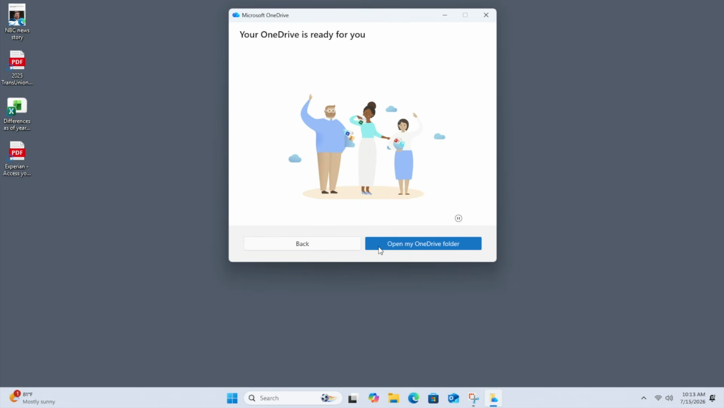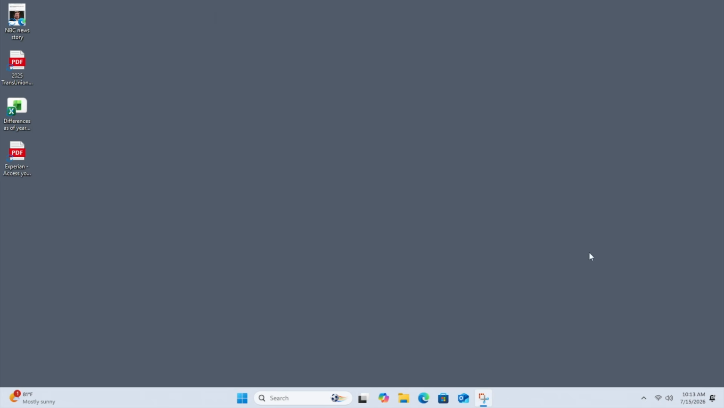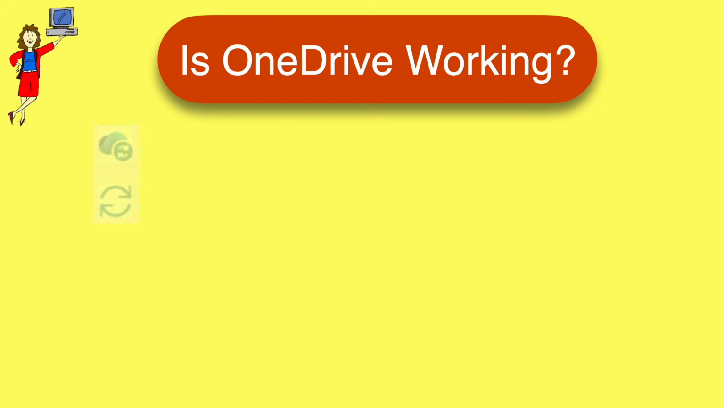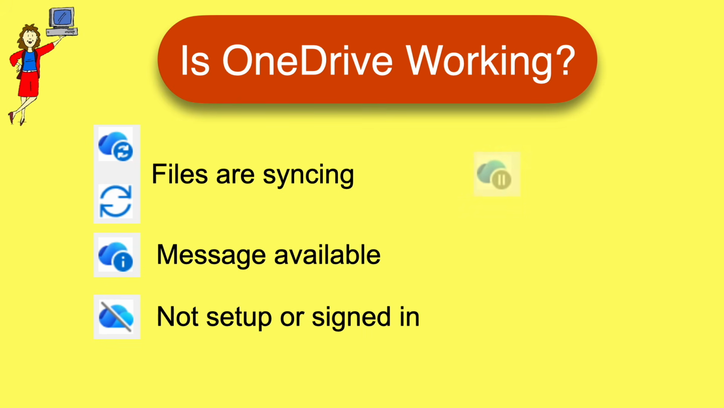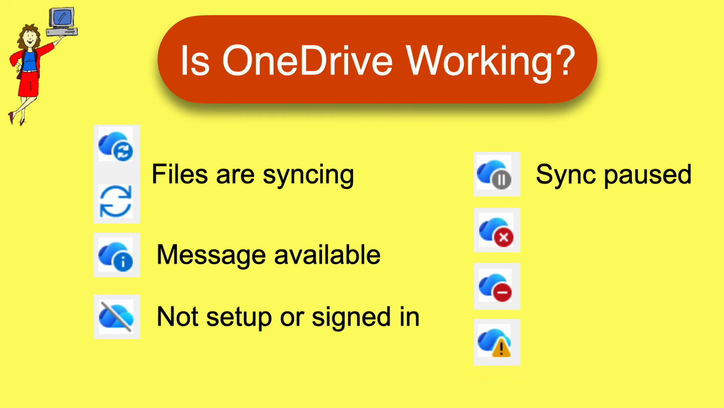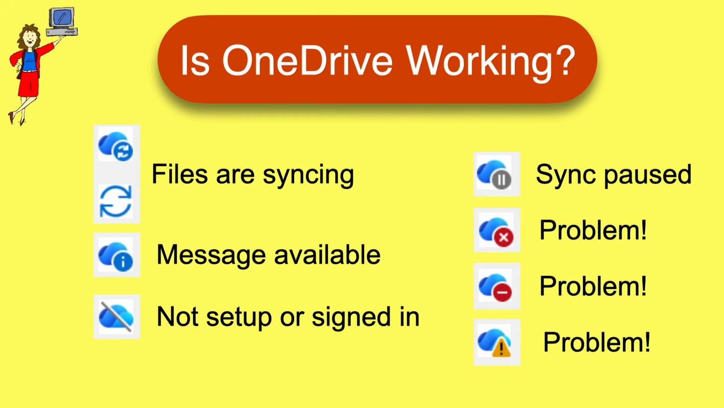Once you have OneDrive running, how do you know if it's working properly? All you have to do is look at the icon. If it's actively syncing files, you will see blue arrows like this. If there's a message waiting, you'll see an eye. If there's a line through the cloud, it's not set up completely or you haven't signed in. If syncing is paused, it looks like this. And if you're running out of space or there's a sync issue, you'll see a warning symbol.